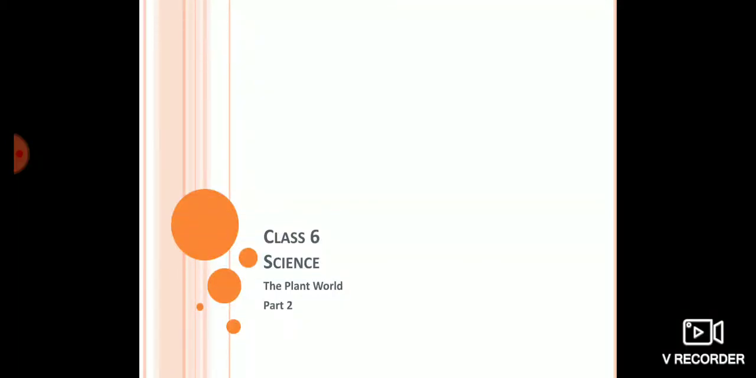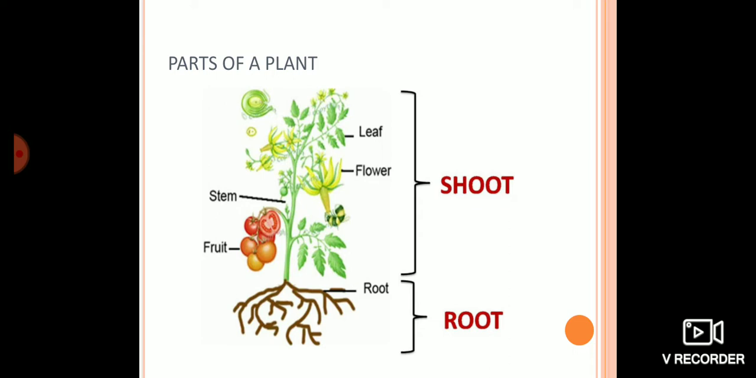Good morning students. In the previous video we have learned different characteristic features of herbs, shrubs, trees, then creepers and climbers. Now in this video we are going to study about parts of a plant. As you know, the different parts of a plant are stem, root, fruit, leaf, flower, branches, bud, etc. So the plant has two main parts.